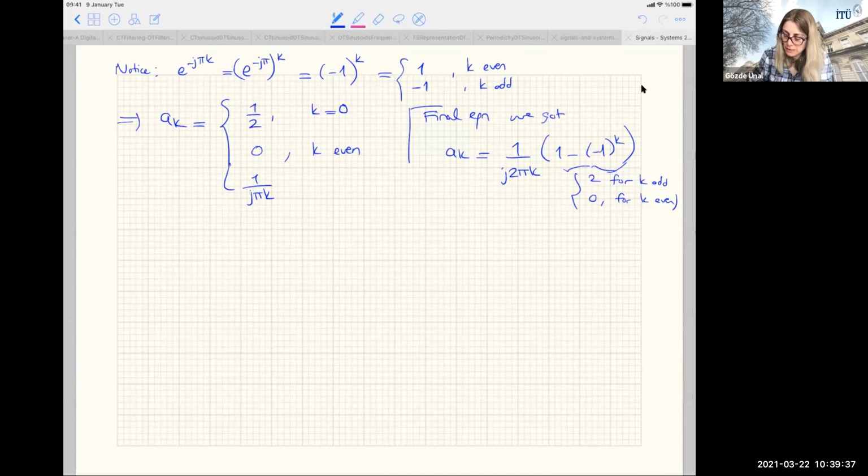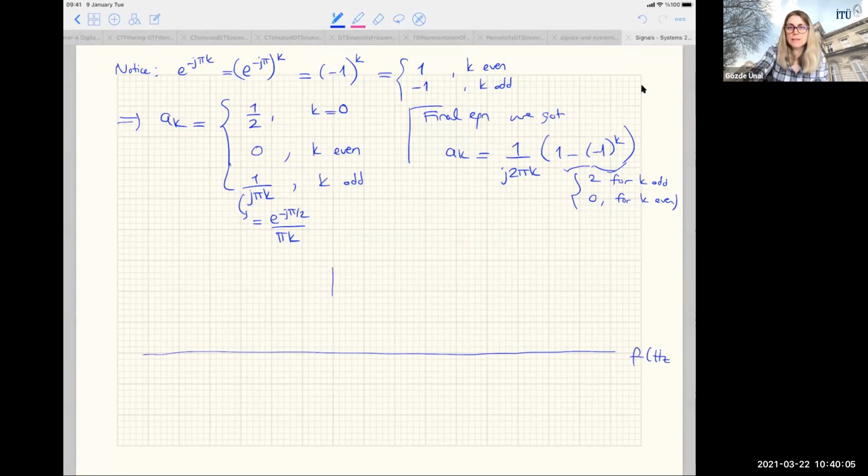And this is also equal to, let me write it as k odd, this guy is equal to e to the minus j pi over 2 over pi k, right? This helps us to draw or plot a spectrum. I think this is in the slides, but let me do this just for the completeness of our lecture notes. Any questions, guys?